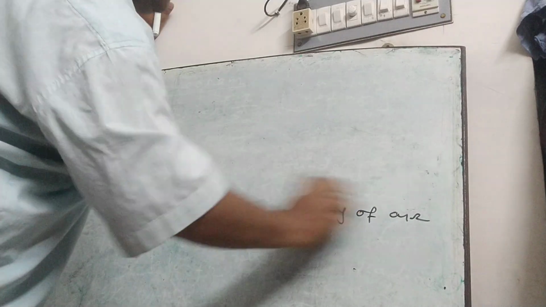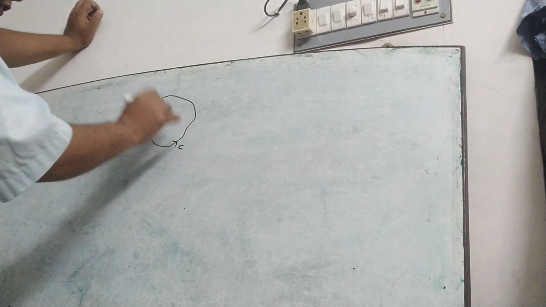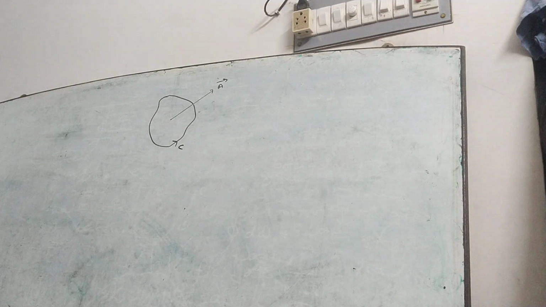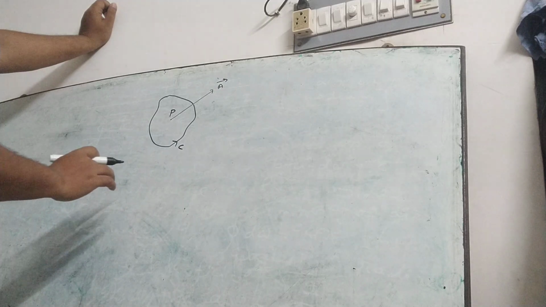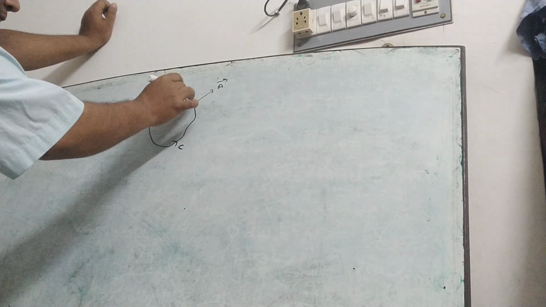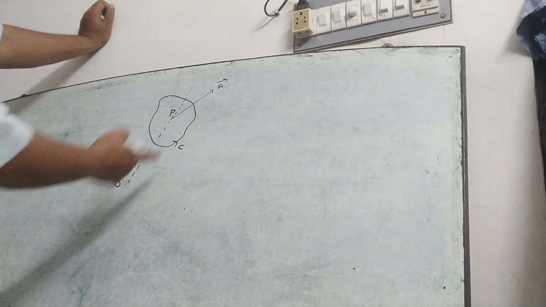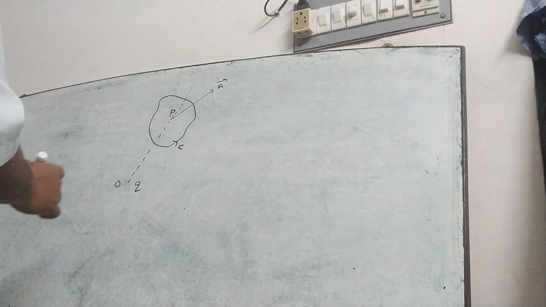To prove this theorem, we have to draw a surface enclosed by a boundary C, where A is the area vector, where P is the midpoint of the surface. Now O be a point outside the surface where a positive charge Q is placed at the point O.